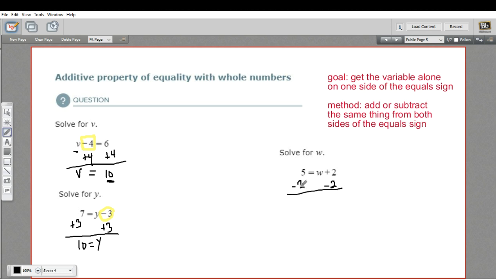So 5 minus 2 is 3. Then we have our equal sign. And w plus 2 minus 2 is going to be w plus 0, or just w. So w equals 3. So that is how to solve equations using this additive property of equality.